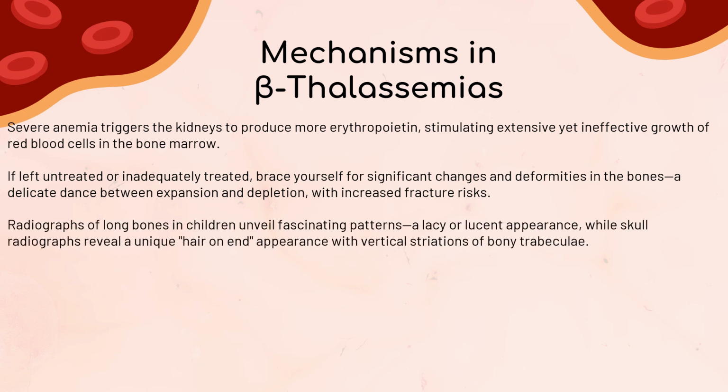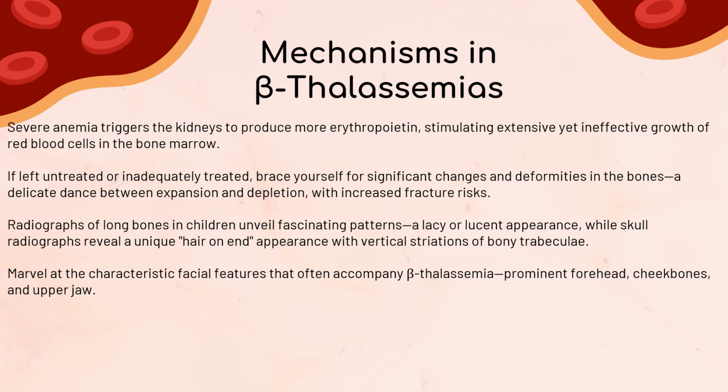Radiographs of long bones in children unveil fascinating patterns, a lacy or loosened appearance, while skull radiographs reveal a unique hair-on-end appearance with vertical striations of bony trabeculae. Marvel at the characteristic facial features that often accompany beta-thalassemia: prominent forehead, cheekbones, and upper jaw.